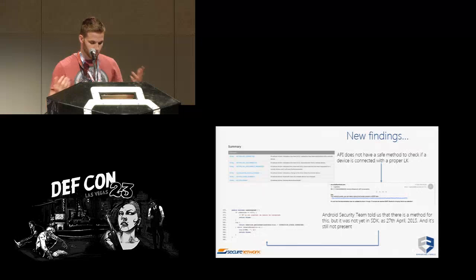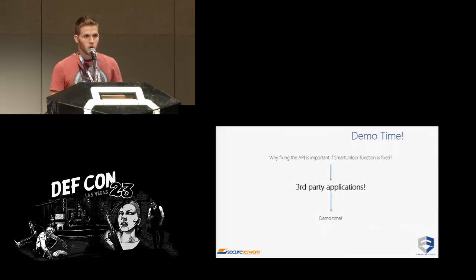So, okay, but Android Smart Lock is fixed, so we are pretty safe now, right? No, because we have third-party applications. Actually, there are some applications which implement Smart Unlock for Android devices prior to version 5. So if you don't have a Lollipop but you want the Smart Unlock feature, you can download the application and set everything up.